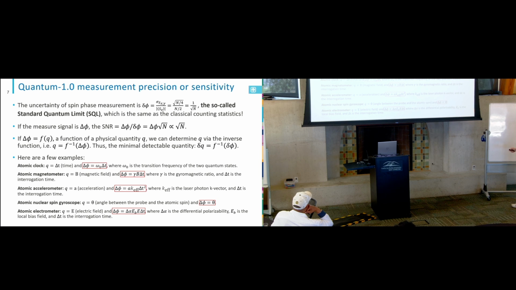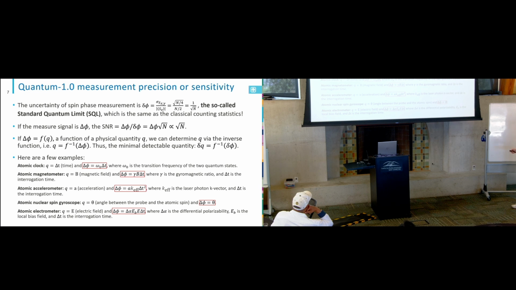Similarly, for the gyroscope, it's actually pretty straightforward. The phase is simply just the angle between the atomic spin and the probing direction. So if the thing is rotating, and the reference frame, the lab frame, and the frame for the spin are different frames, we'll see the angle between the probing direction and the spin direction getting changed. And by measuring this change, we know how much angle is getting rotated.